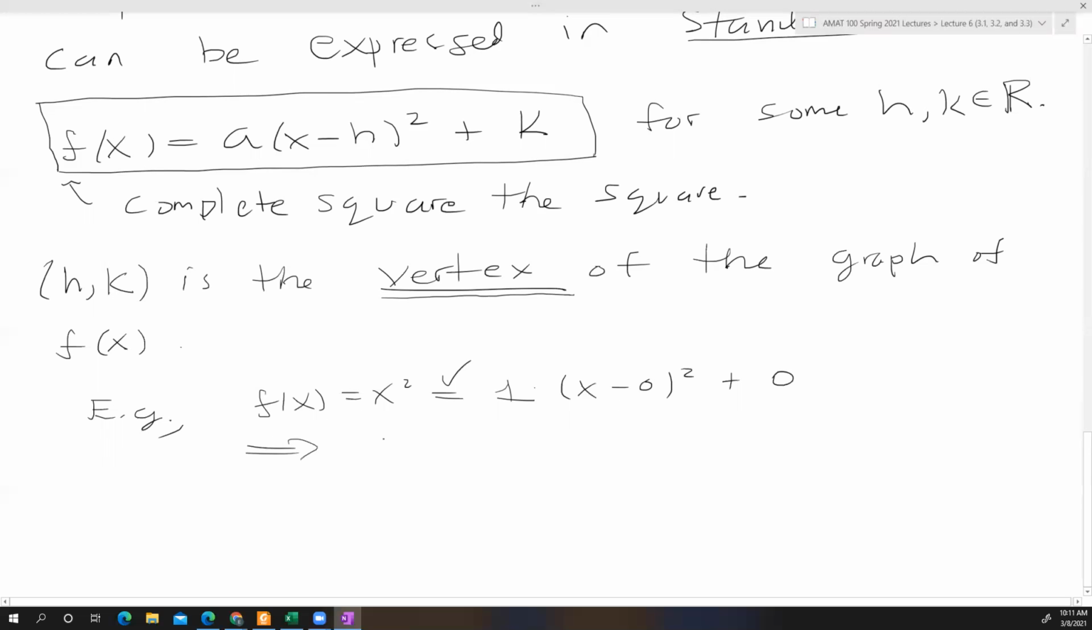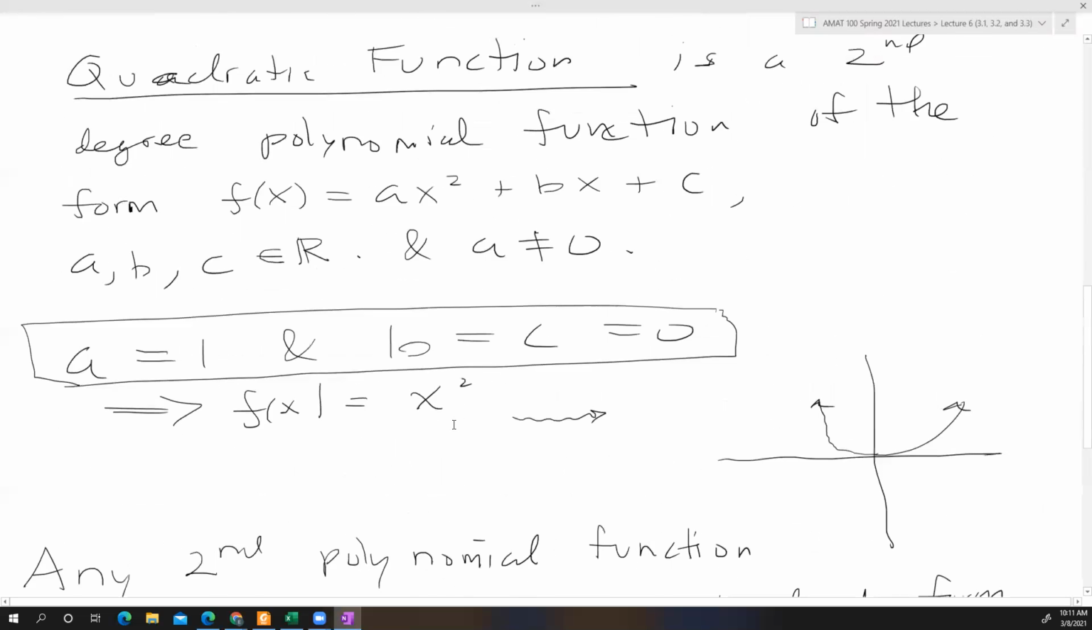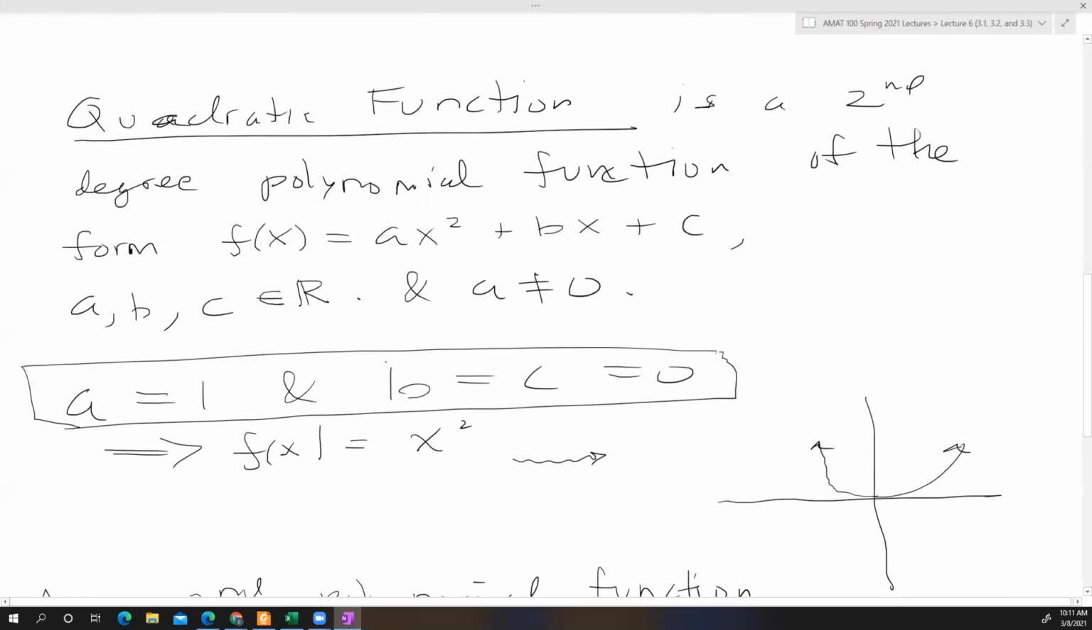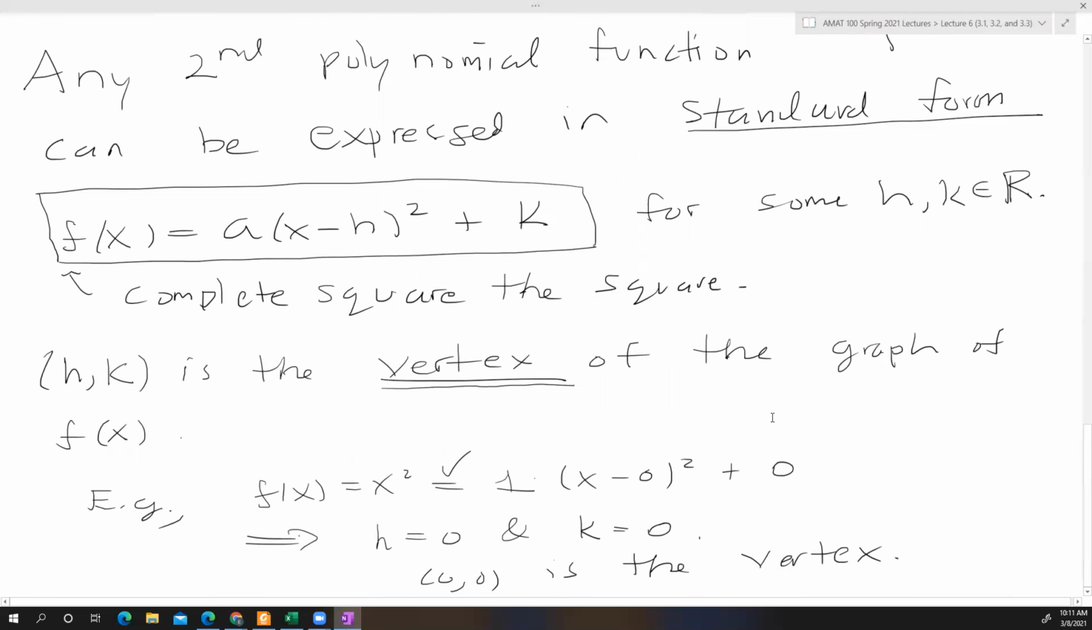But in this form, it tells you that h is 0 and k is 0. So the function should open up at the point (0, 0). And in fact, it does. If you plot f of x equals x squared, it opens up. I drew the plot right here. The vertex is at the origin, so it opens up at the origin, just as the theorem predicts.